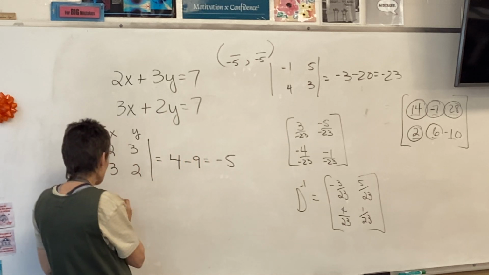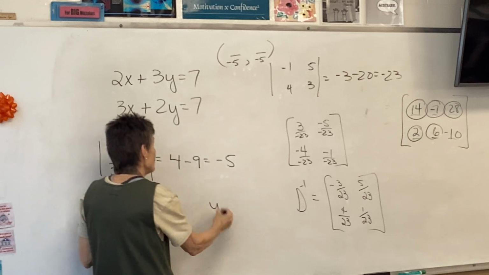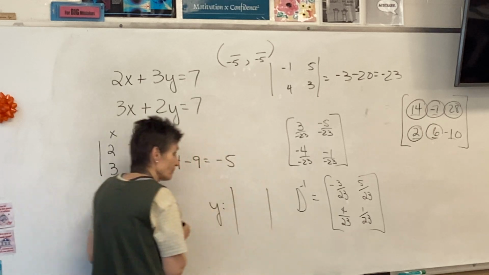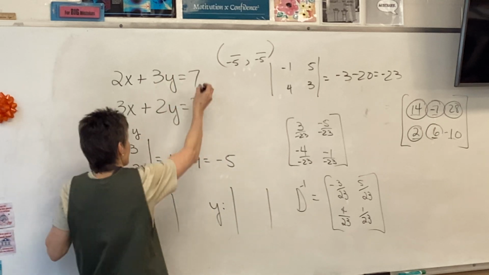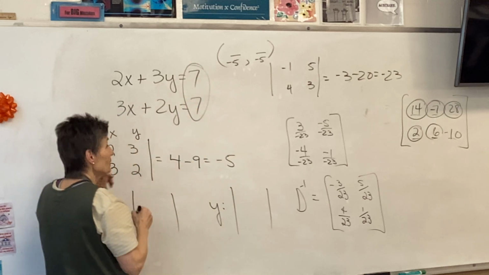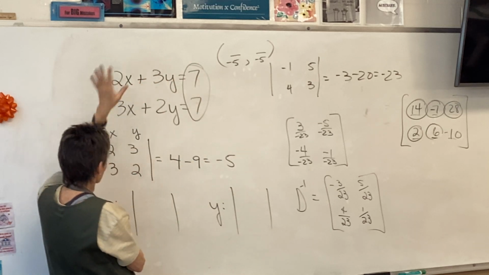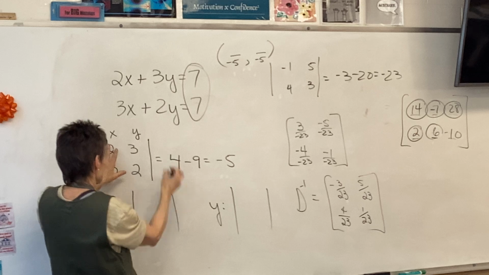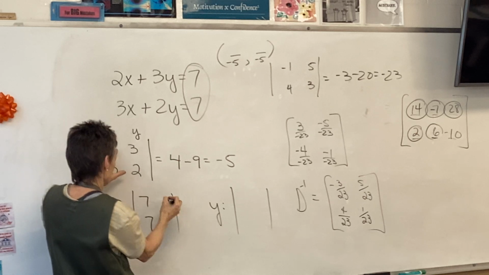Okay, so now I need to find my numerators. These are the cut and paste numbers now. So for x, we're gonna put them here. So it's gonna be 7, 3, 7, 2.